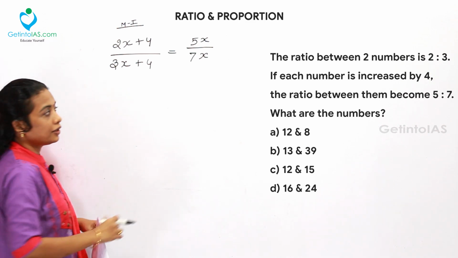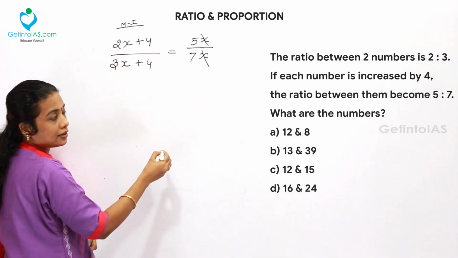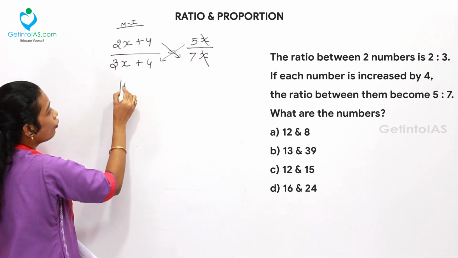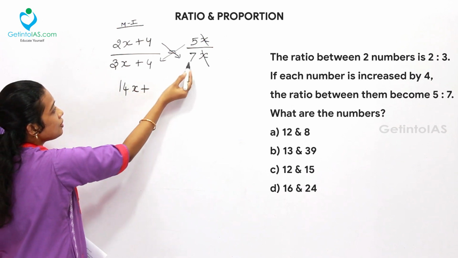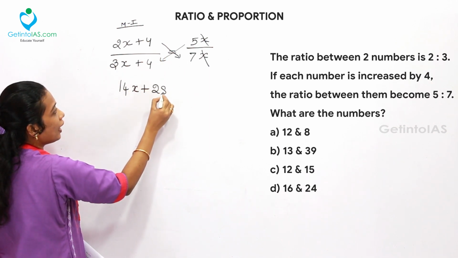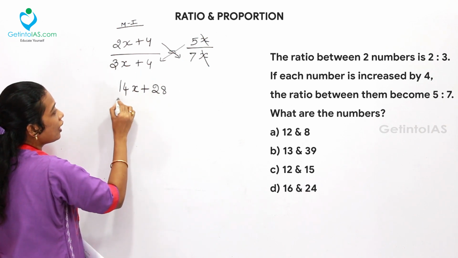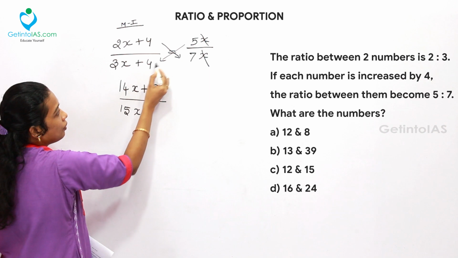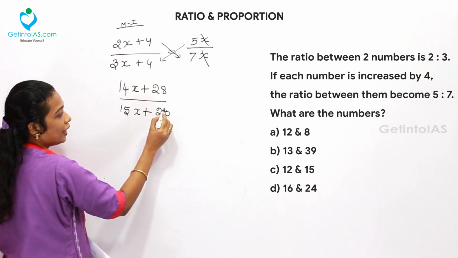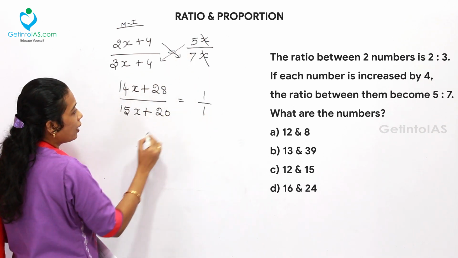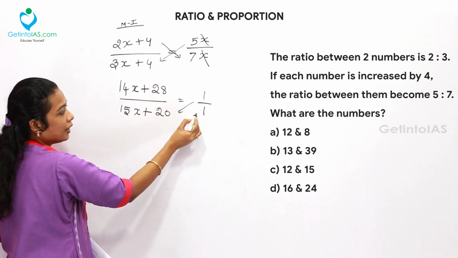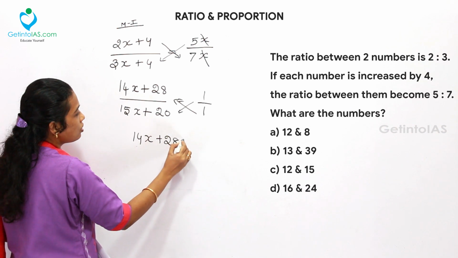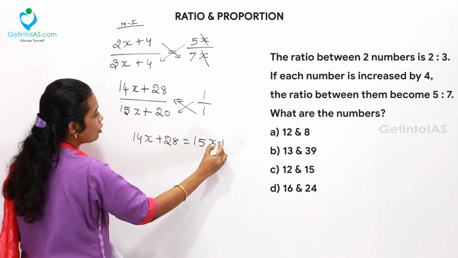So let's cancel it now. X gets cancelled. Now cross multiply the values. 7 into 2x, 14x, plus 7 into 4 which is 28. Then 5 into 3x which is 15x, plus 4 into 5 is 20. Actually this is equal to 1 by 1. Simply I am cross multiplying again. I am getting 14x plus 28 which is equal to 15x plus 20.